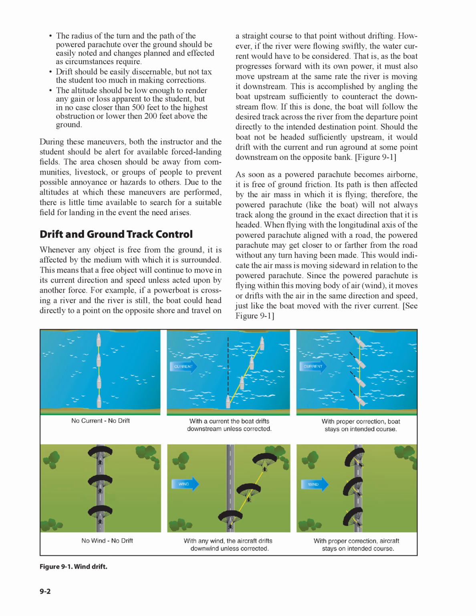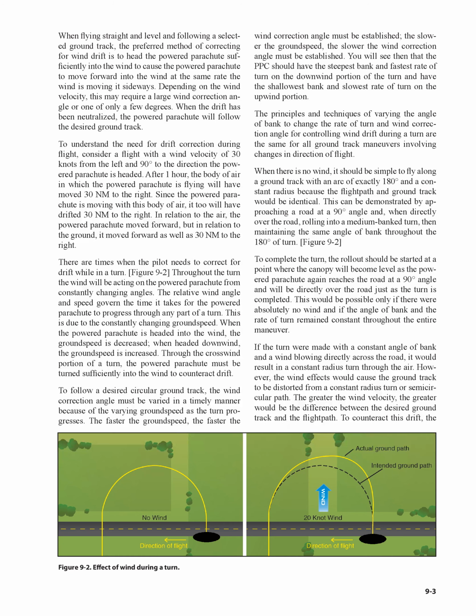See Figure 9.1. When flying straight and level and following a selected ground track, the preferred method of correcting for wind drift is to head the powered parachute sufficiently into the wind to cause the powered parachute to move forward into the wind at the same rate the wind is moving it sideways. Depending on the wind velocity, this may require a large wind correction angle or one of only a few degrees. When the drift has been neutralized, the powered parachute will follow the desired ground track.